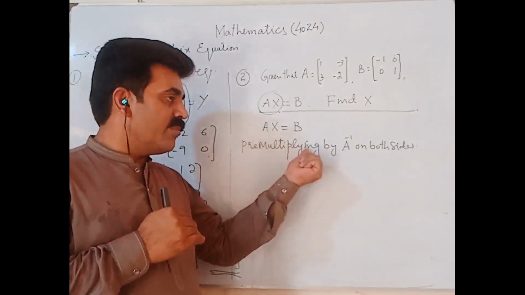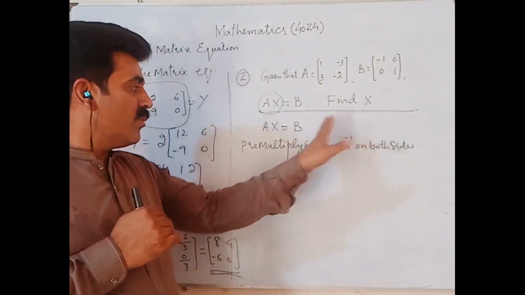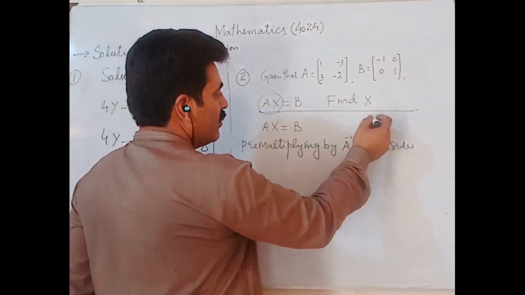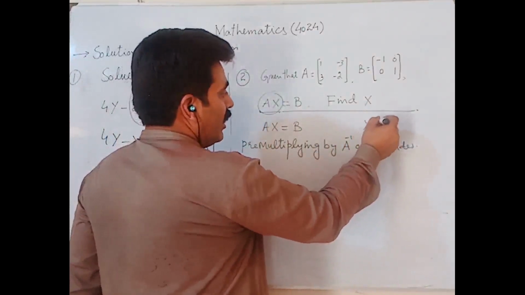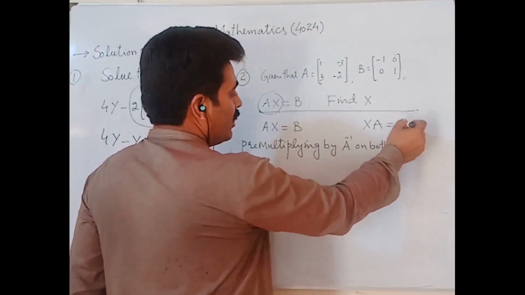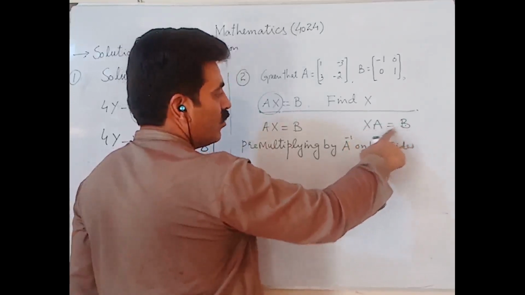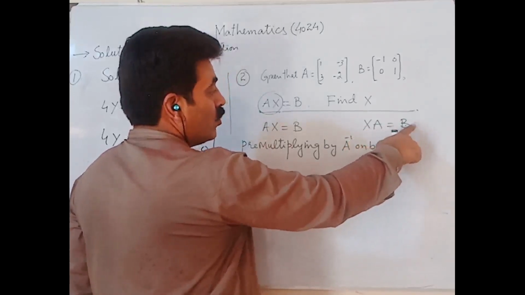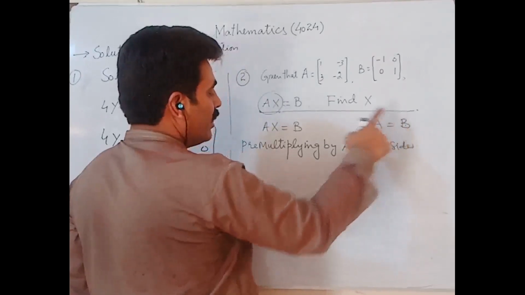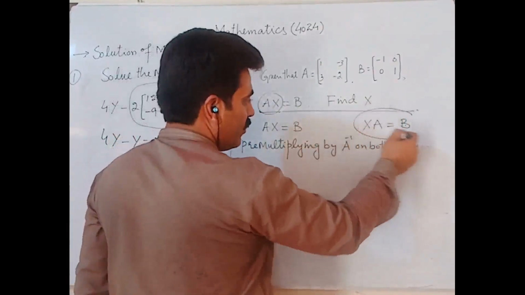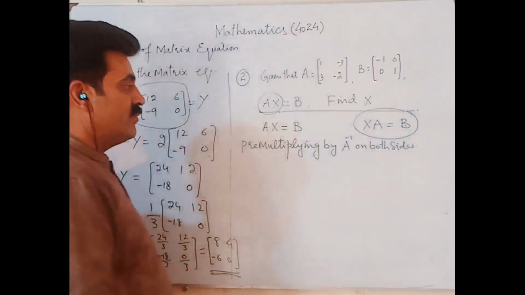And if you multiply from the right-hand side, for example, if the equation is XA is equal to B, then in this case we have to put A inverse on the right-hand side of both sides. So in this case we will take post-multiplication.